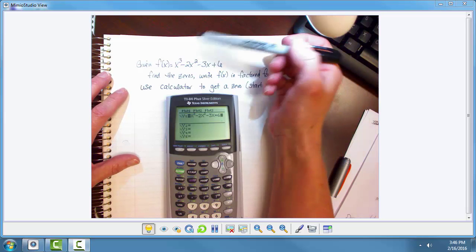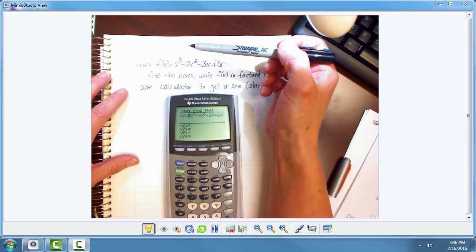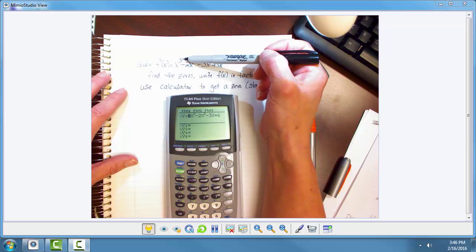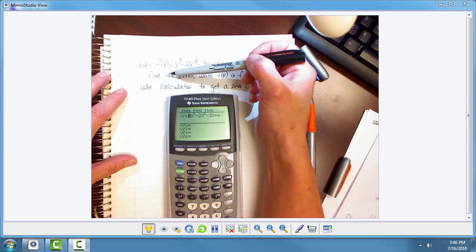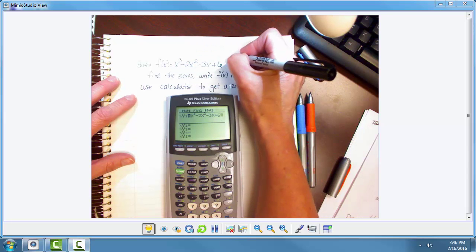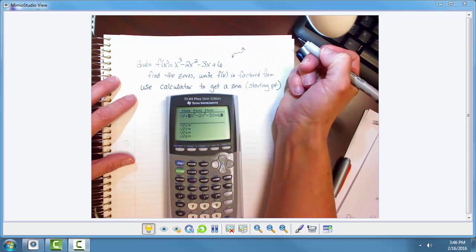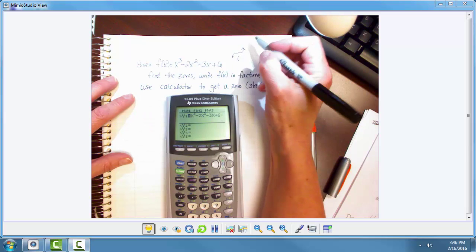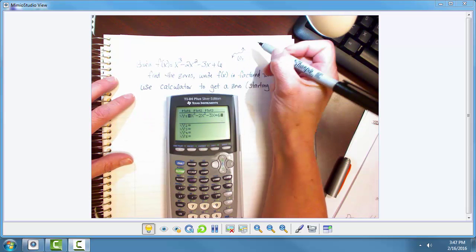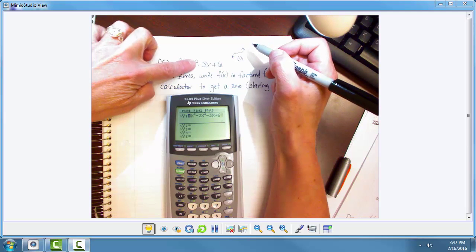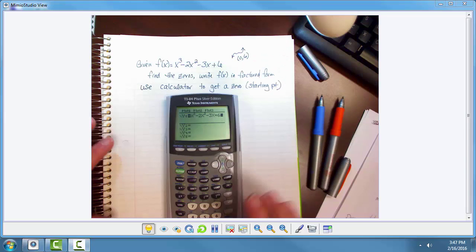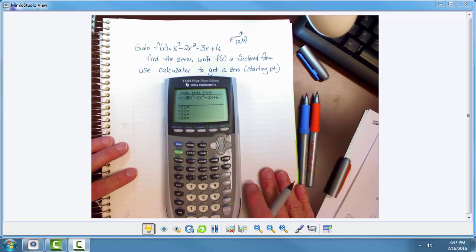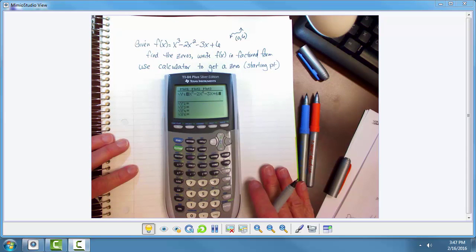So because it's odd degree, the ends are in opposite directions. Because the leading coefficient is positive, it will go down to the left, up to the right. But what is the y-intercept? Well, the y-intercept, if you let x be 0, all of these cancel, and you're left with 6. Okay, so that's a review from the other day. All right, so now let's go back to finding the zeros of this big ugly polynomial. So we're going to put that in our calculator.